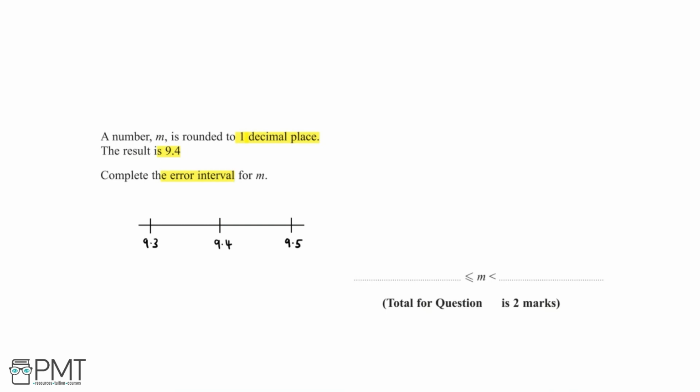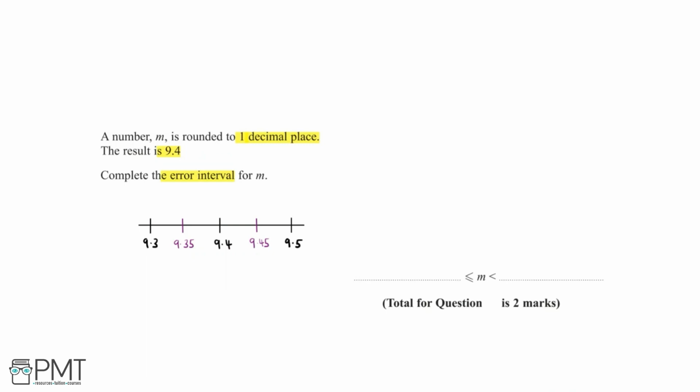Now let's imagine that we have the number 9.31. This would round to 9.3 to 1 decimal place, so 9.31 is too small to be m. Now let's imagine 9.47. M cannot be equal to 9.47 because 9.47 would round to 9.5. And so we need to find the exact interval that would round to 9.4 to 1 decimal place. We know that anything between 9.35 and 9.4, including 9.35, will round to 9.4 to 1 decimal place. We also know that anything between 9.4 and 9.45, not including 9.45, will round to 9.4 to 1 decimal place.